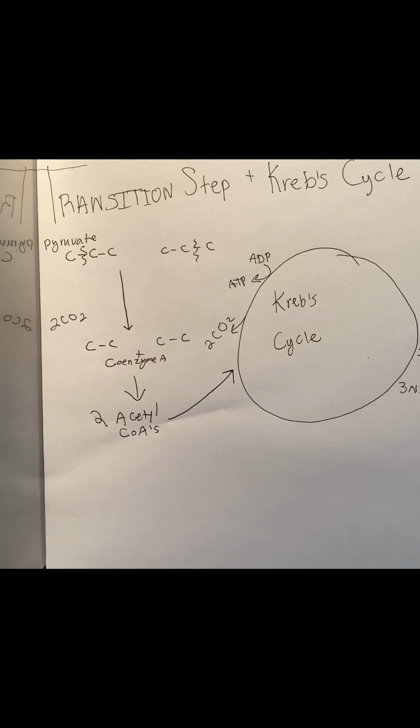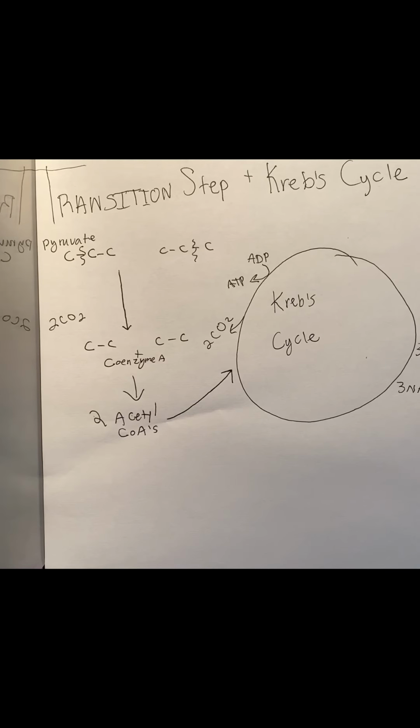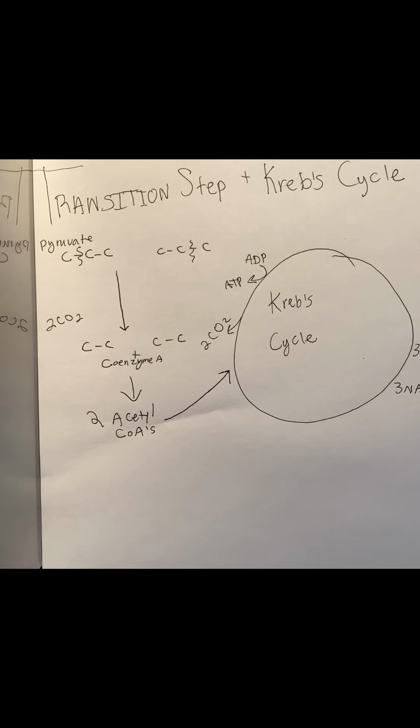FAD comes into play with 1 FAD plus turning into an FADH, and all of this happens twice in the cycle. The products of the Krebs cycle are 2 ATP, 8 NADHs, 2 FADHs, and 6 carbon dioxide.